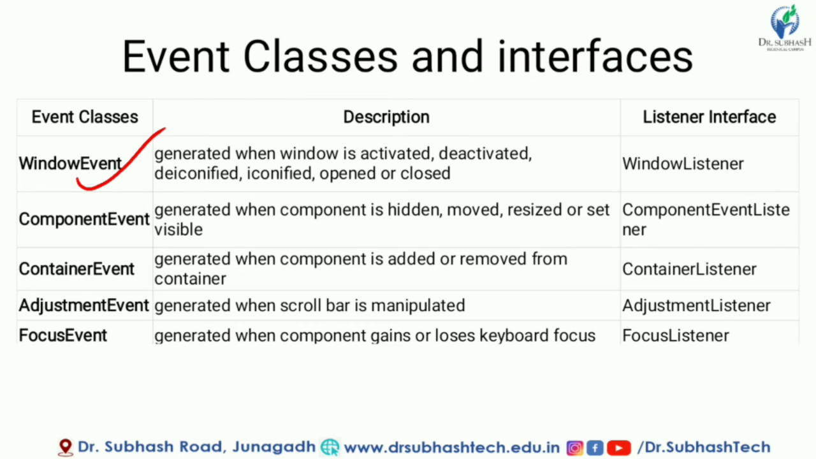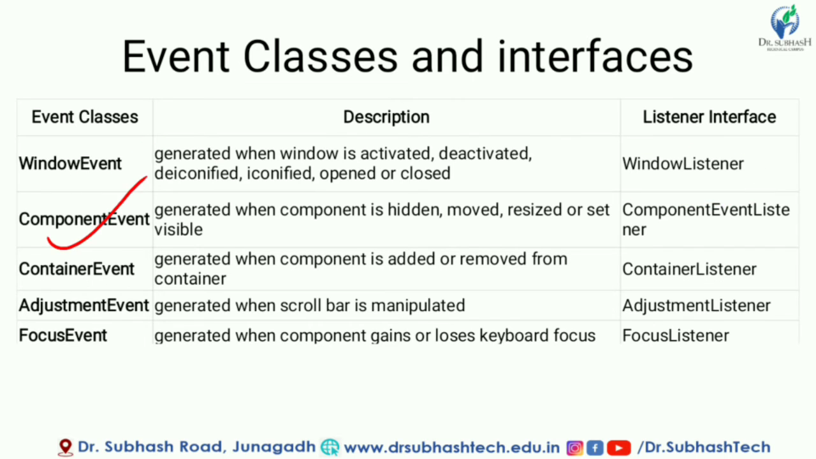There is a window event. This object is created when the window is activated, deactivated, deiconified, iconified, opened or closed. These are the operations which we can perform on the window. Either we are opening the window, closing the window, minimizing the window or maximizing the window. So these are all the operations which we are performing on the windows. According to that the event is generated, and the window event object is created, and for handling this event the window listener is available.